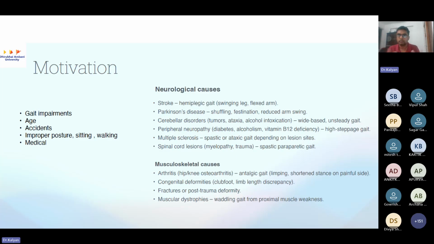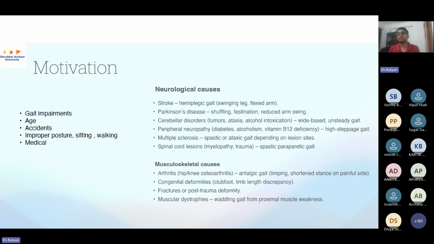There's no steadiness. So these are all the different kinds of gaits, just a representative set: unsteady gait, high steppage gait, antalgic gait. All of these fall under the abnormal gait patterns. They're not normal. Normal means everything is in a cycle. There is no normality here, right?